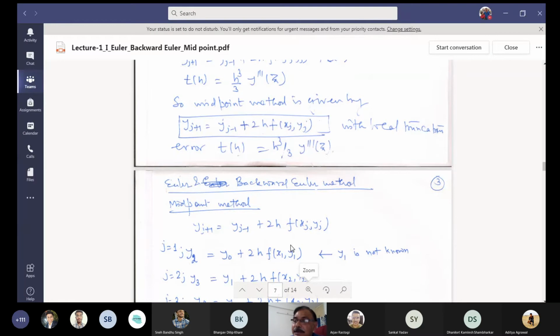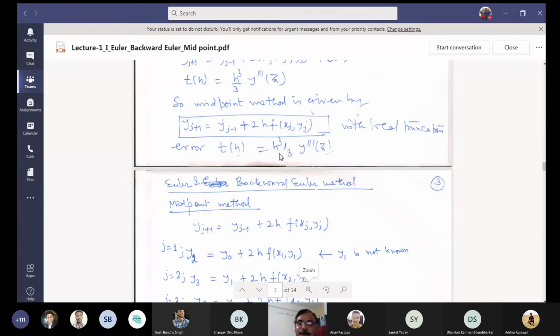Because that is an implicit equation, you cannot calculate this directly. For each value, you have to use your Newton-Raphson method. Sorry, it is the midpoint method, right? So the midpoint method is used here. I will tell you why.